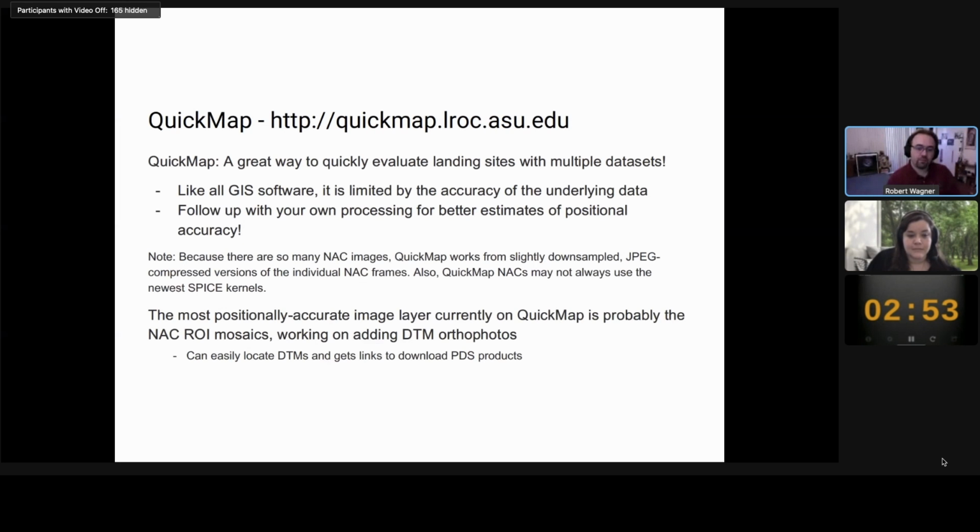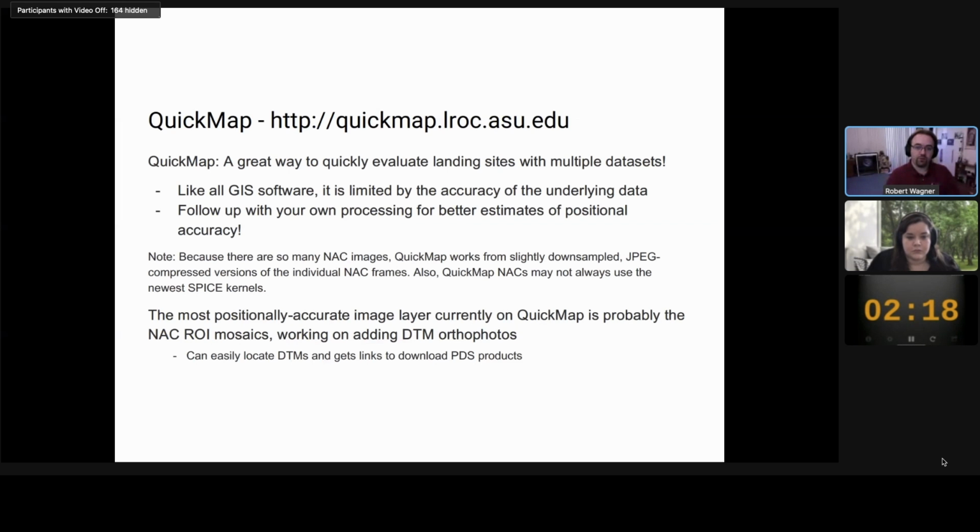So the best way to quickly look at all of the NAC images and also cross-reference with a lot of other data sets is QuickMap. There's the URL there. It's a very nice way to look at a lot of data sets. The only downside is, like any GIS software, it's limited by the accuracy of the underlying data. So once you've figured out roughly where you want to go, you'd want to do your own processing to improve your accurate estimate of where points are.